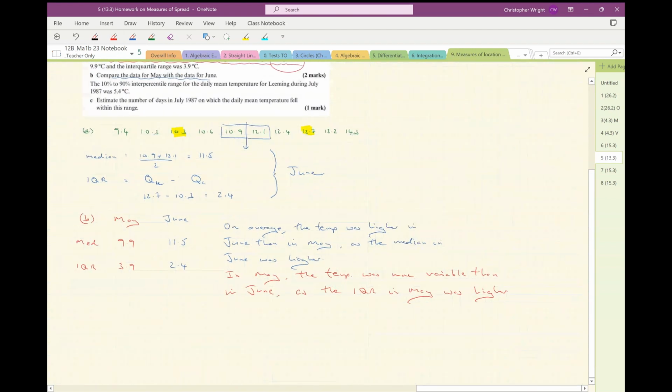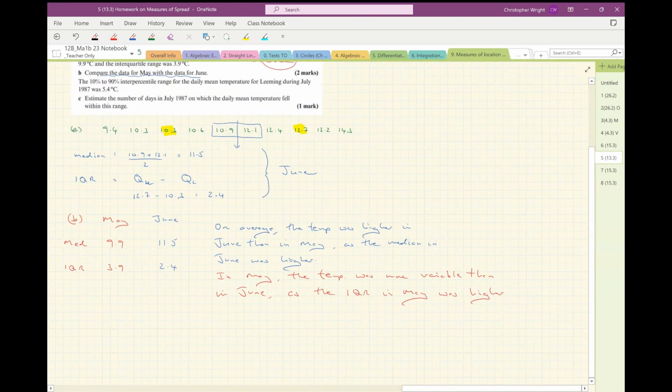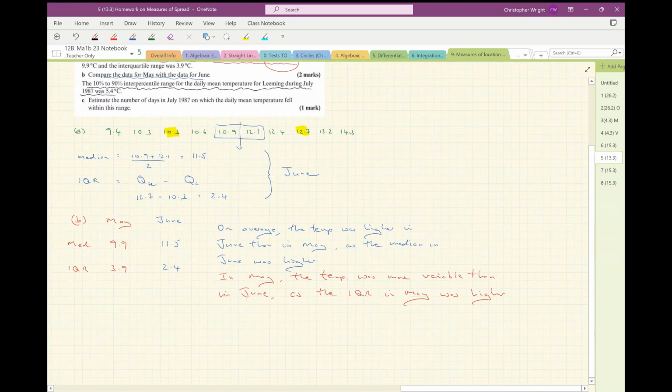Right, part C. The 10% to 90% interpercentile range of the daily mean temperature for Leeming during July was 5.4. Right, so in C, we're talking about July, and it tells me that the interpercentile range there from 10% to 90% was 5.4. Okay. Estimate the number of days in July on which the daily mean temperature fell within that range.